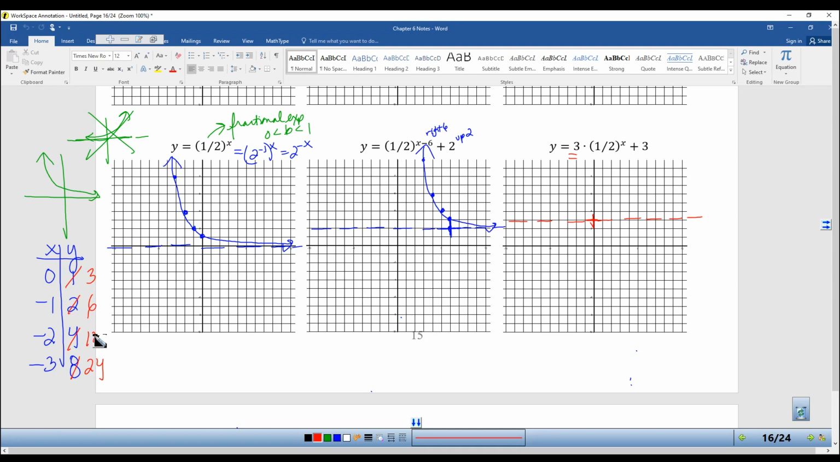And now I'm going to use these new points in red. So 0, 3, and negative 1, 6. And that's it. That's all I can reach. But I have a really good sense of what it does.